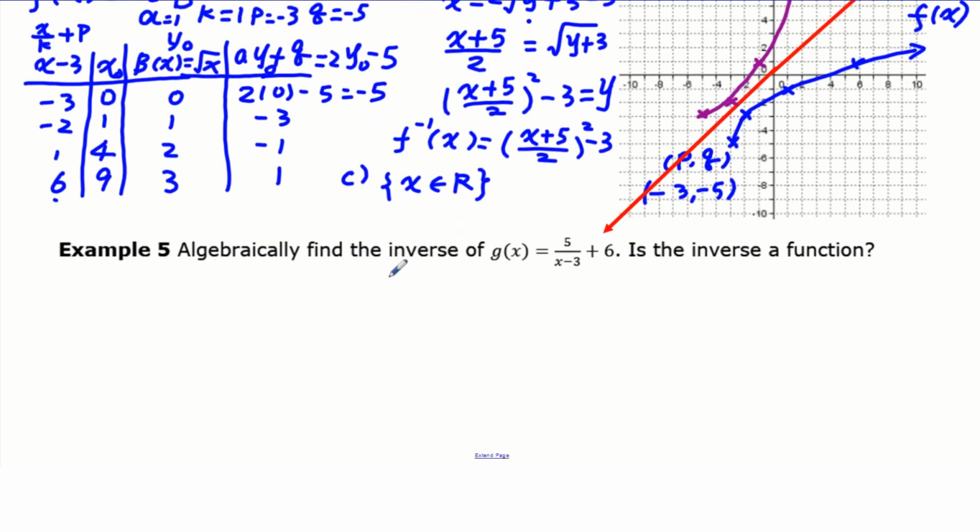Then the next one: find the inverse of this one and say whether the inverse is a function or not. So we are going to replace g(x) with y.